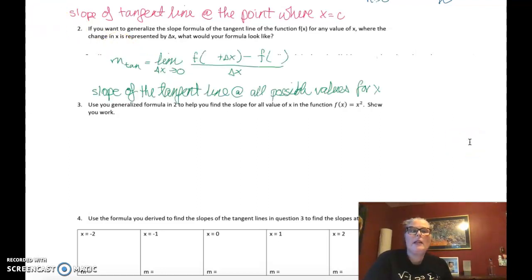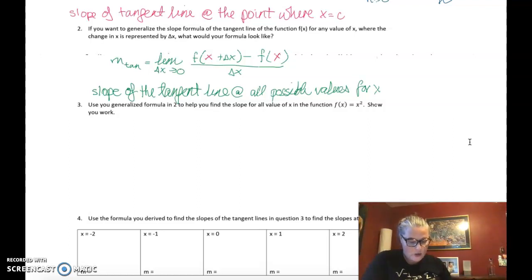So the key for this one here is that instead of having it at the point c, where x is equal to c, we are then going to generalize for all possible values for x. So instead of writing c, we're going to write x. It's the general form. So here, we're going to replace the c by an x, like that. So it generalizes it. It lets us find the formula for the slope of the tangent line at any x. So let's try and apply that.